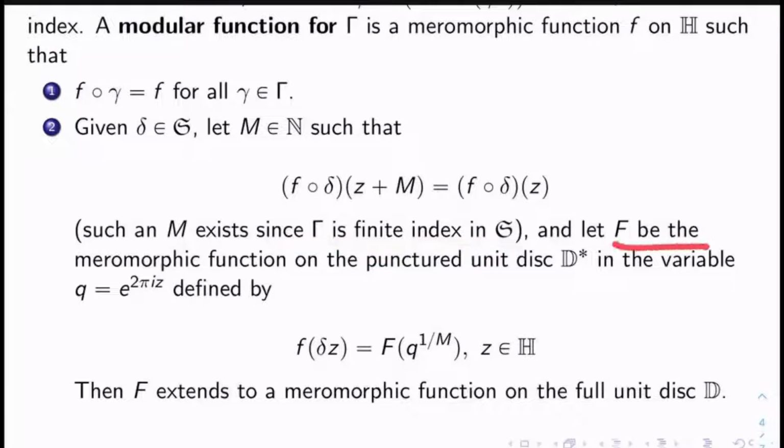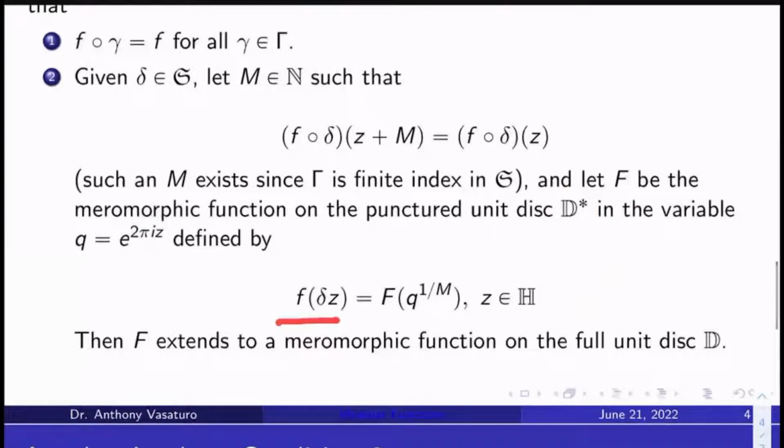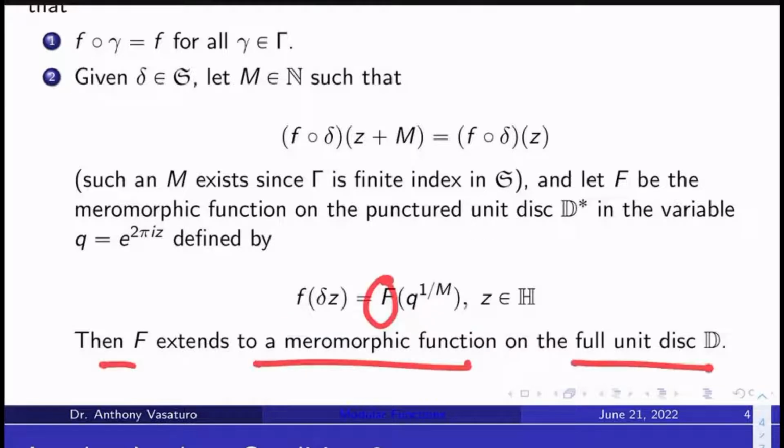Then if we let big F be the meromorphic function on the punctured unit disk D star in the variable q equals e to the 2 pi i z, defined by f of delta z equals big F of q to the 1 over M for z in H, then we want to require that this big F extends to a meromorphic function on the full unit disk D. So we extend through the origin to a meromorphic function on the full unit disk.